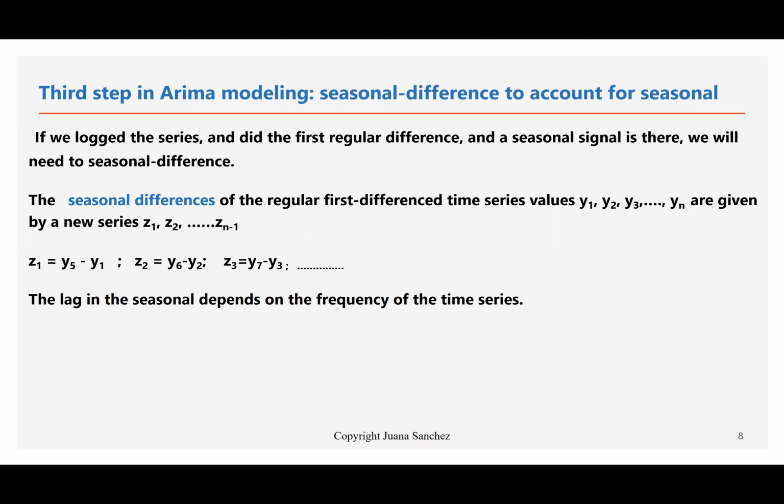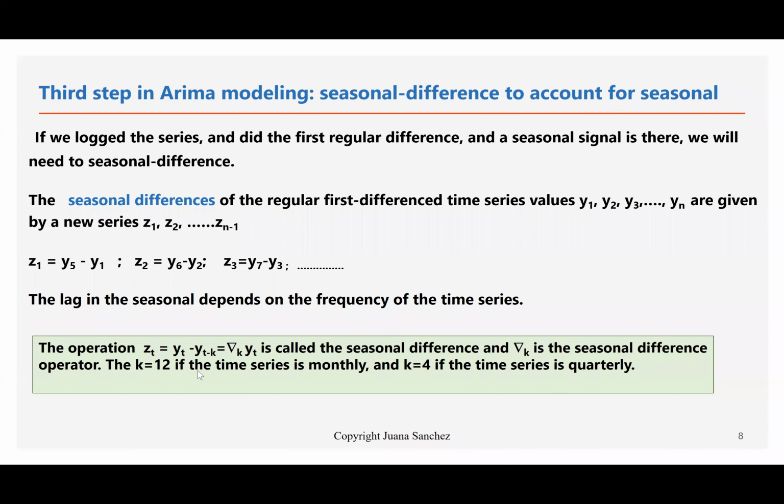In other words, what we are doing, because it's quarterly data, is subtracting the quarter value of the previous year from the current quarter value. And that will take care of accounting for the seasonality. It depends on the frequency of the time series. If it had been monthly, we would have taken Y13 minus Y1, and so on. We would have maintained a lag of 12.